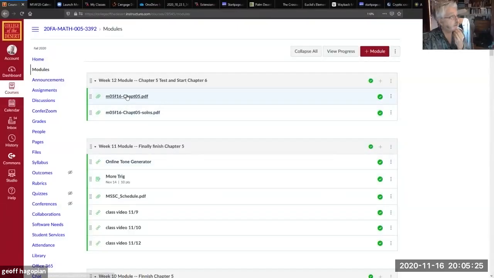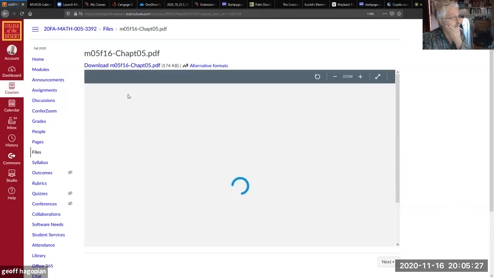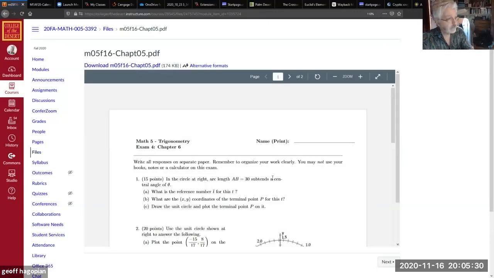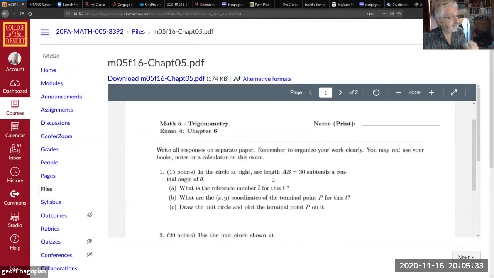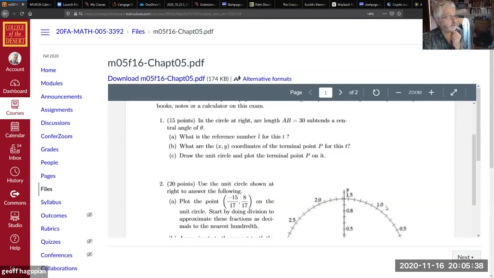We've got just a few minutes here to look over what was on the exam that was posted. So let's take a quick gander at that. On the circle at right, I don't see a circle at right. So imagine a circle over here where there's an arc length AB subtending a central angle of theta. What is the reference number t-bar for this t? This is not 30 degrees, right? This is 30, a distance of 30.